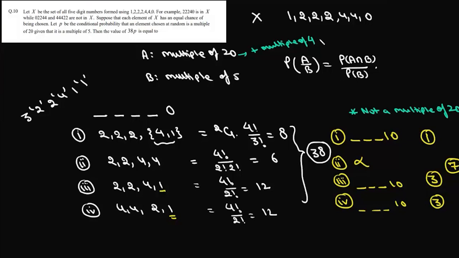So this number will be a multiple of 20 in 38 minus 7 cases. There will be 31 cases, and this required probability will be simply 31 by 38, and it says this probability is P. Now we need to find the value of 38P. So the value of 38P is simply 31, and that is the answer to this question.